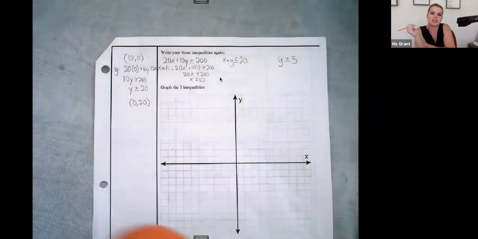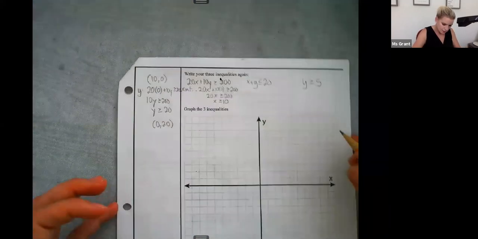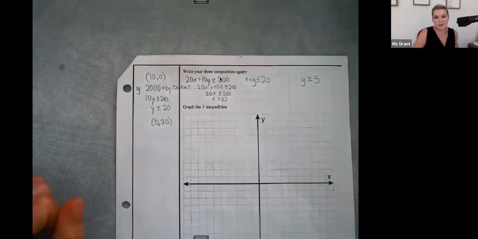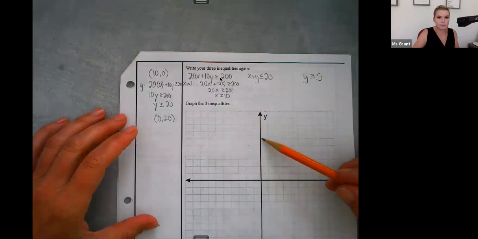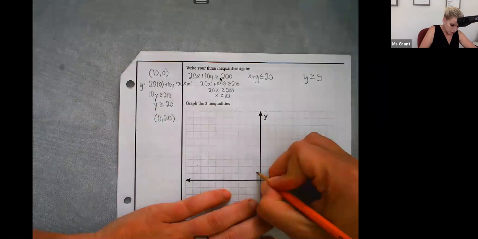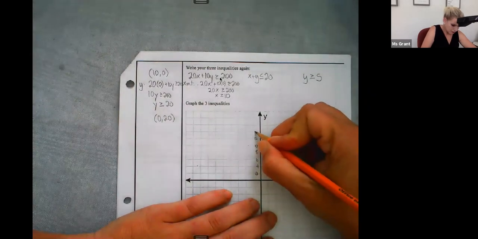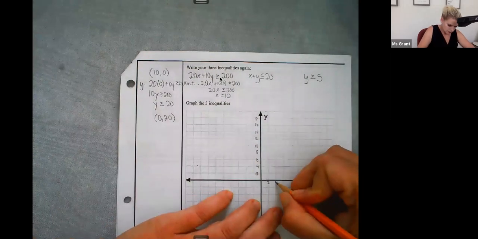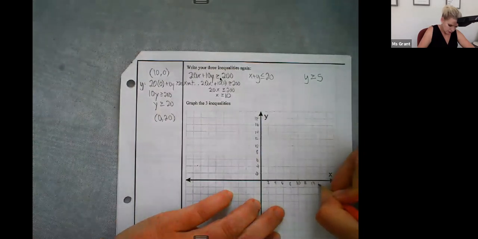Okay, now I got to figure out what the shading is going to be for that. So here we go. If I have a point at 10, 0 and 20, man, I don't have enough spaces for 20. So maybe by 2s? How about 2s? 2, 4, 6, 8, 10, 12, 14, 16, 18.